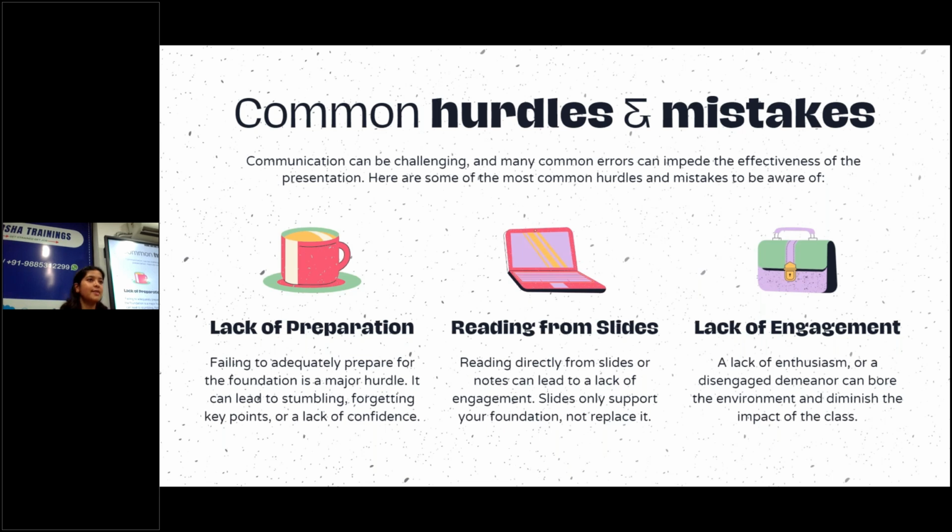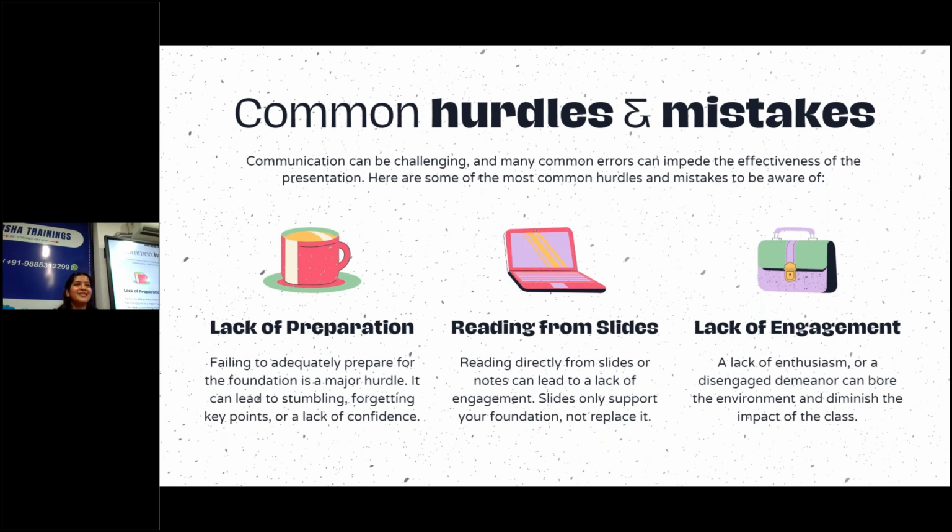So that is something that you need to know. When you're communicating, your body language is important, your eye contact is important, and I'm using hands, right? I'm using hands, explaining to you, that is also important. Reading directly from the slide or notes can lead to lack of engagement. Slides only support your foundation, not replace it. Isn't it boring? It becomes boring, right?